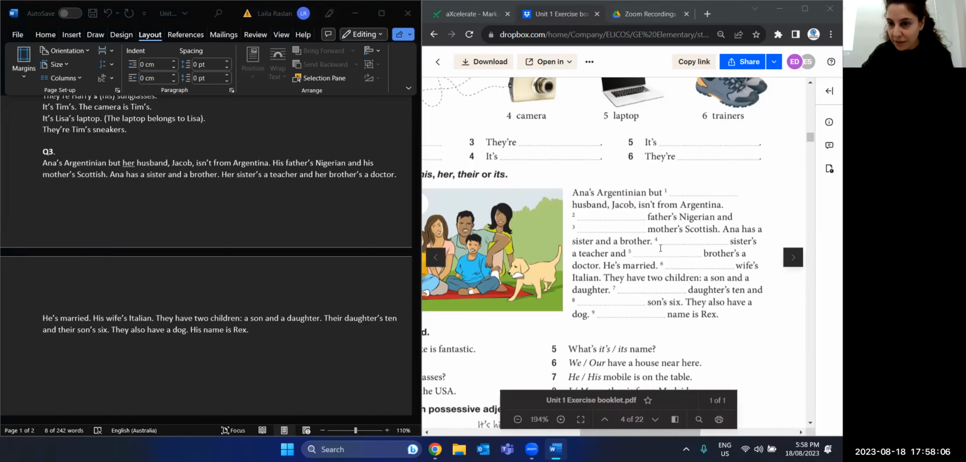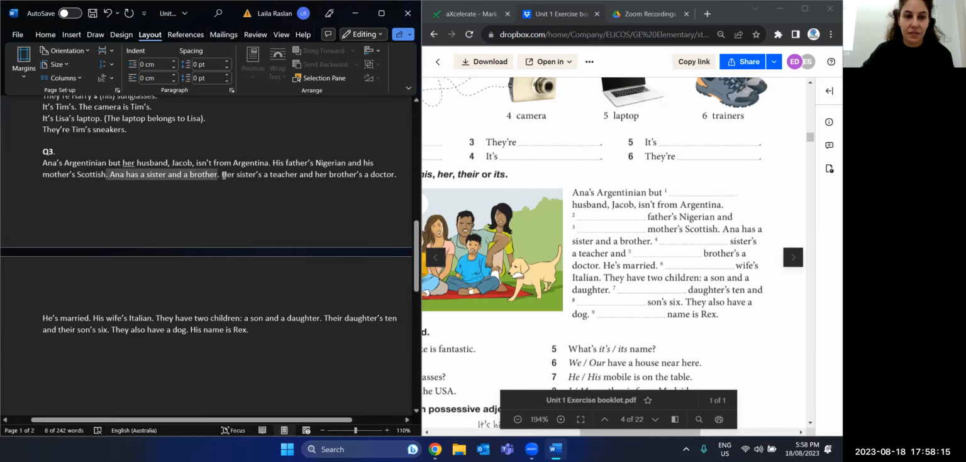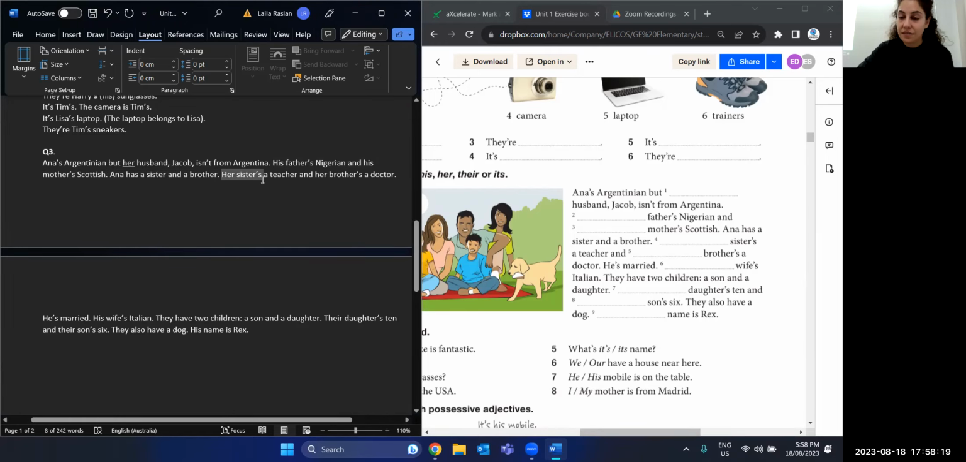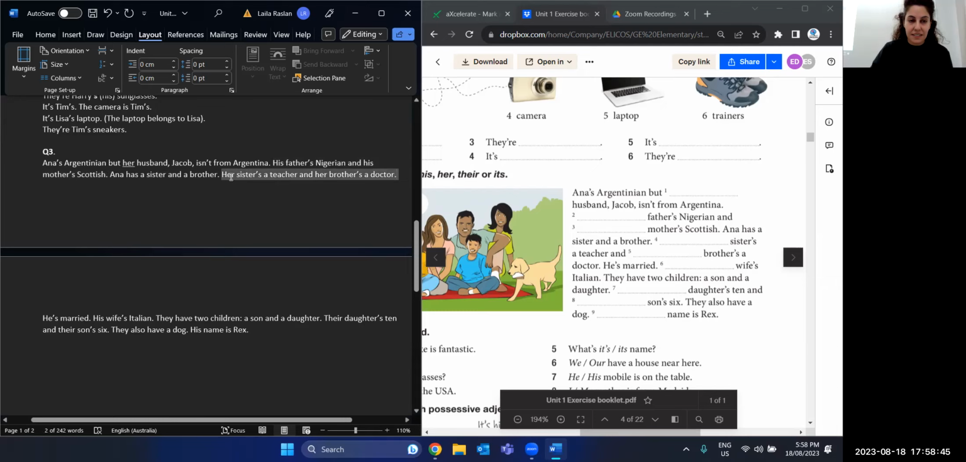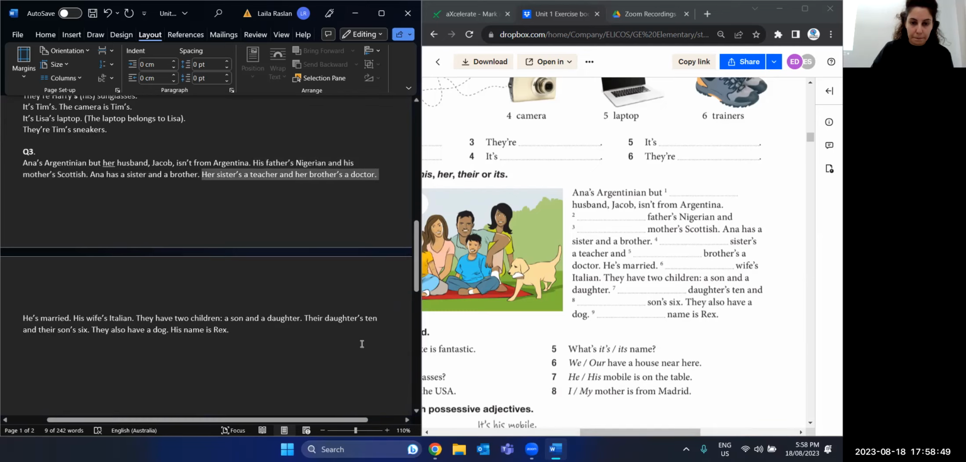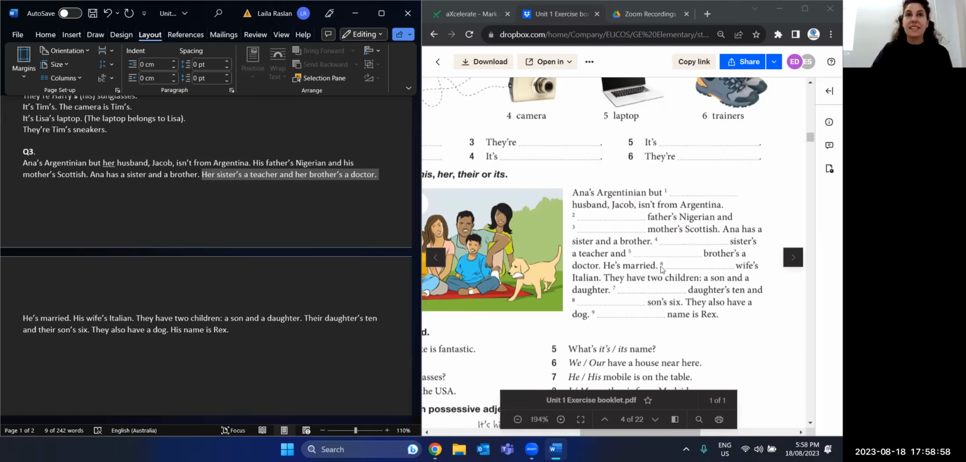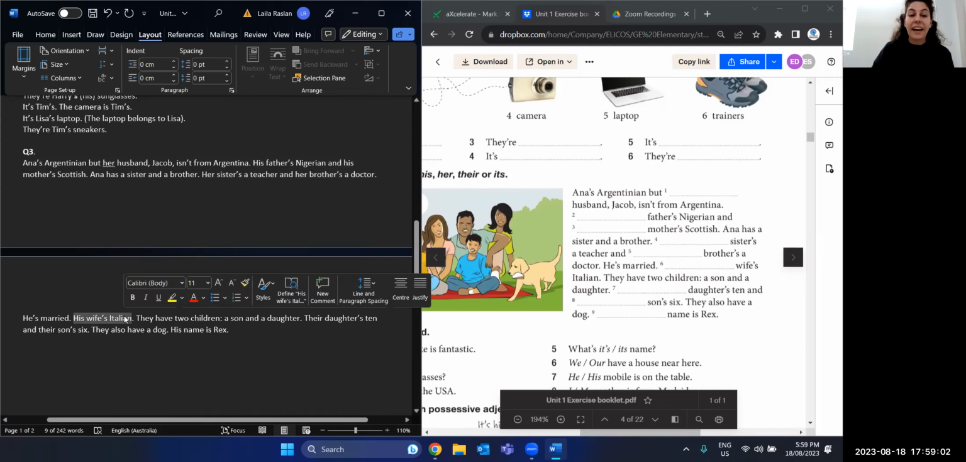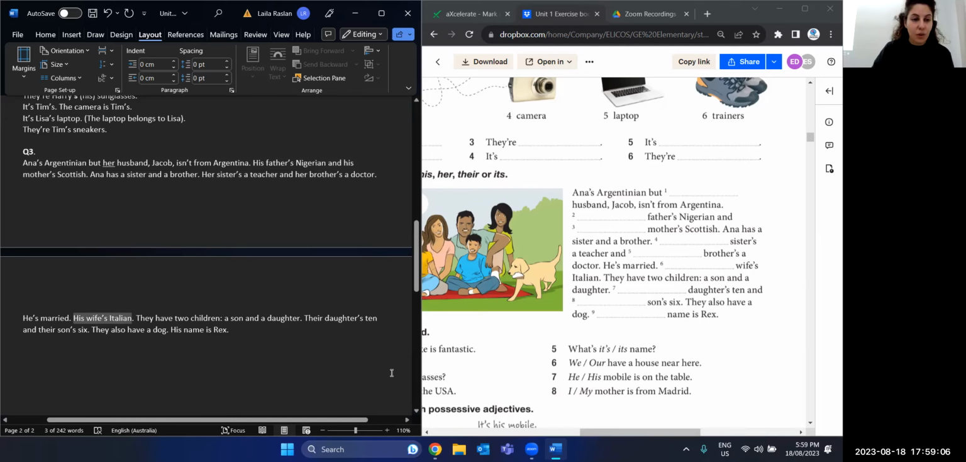Number 4, sorry, yes. Starting with Anna has a sister and a brother. Her, because the subject is Anna. So her sister's a teacher. Her, because we're talking about the girl, Anna, and her brother's a doctor. Yep, so that's the sentence there. Next sentence. He's married, so number 6, Wilda. His wife's Italian.